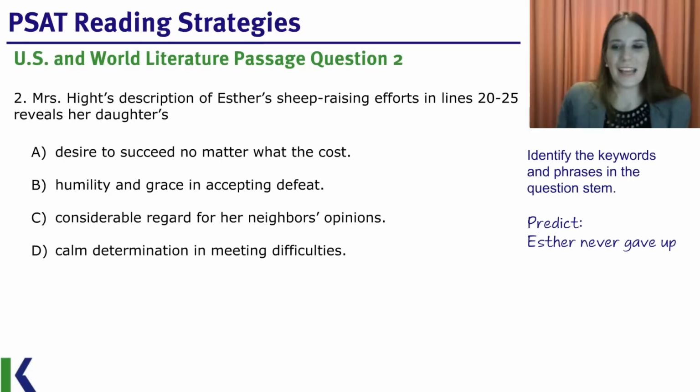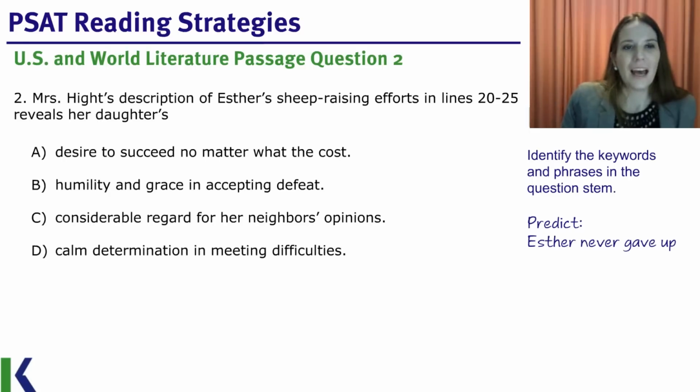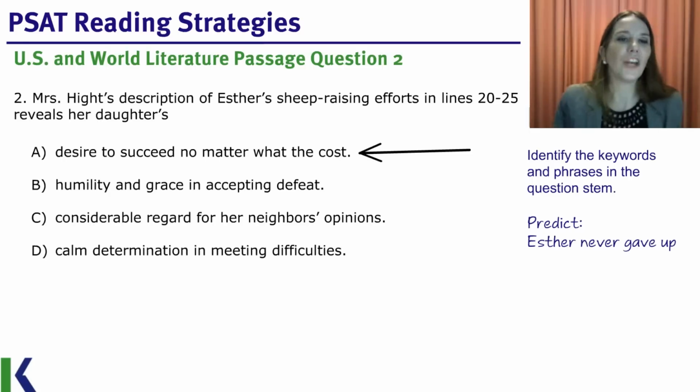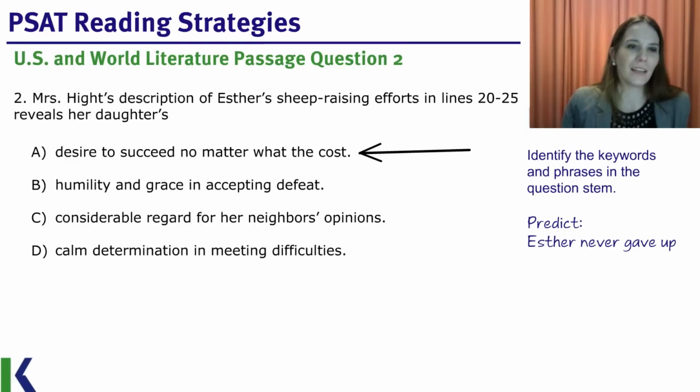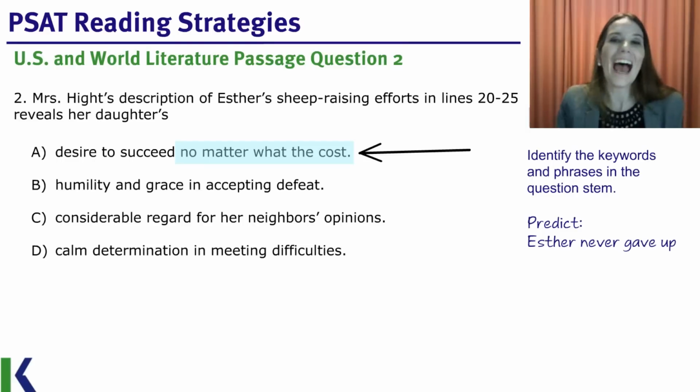Let's look at answer choice A. Answer choice A is a good one. A desire to succeed no matter what the cost. This phrase, no matter what the cost. So if I desire to succeed at any cost, this means that I am risking a lot, right? I don't care who I walk on. I don't care who I make mad. I don't care.